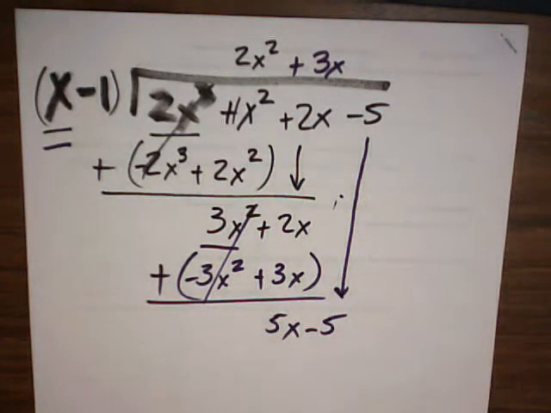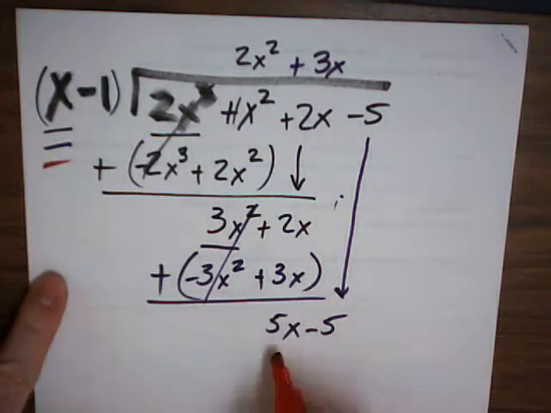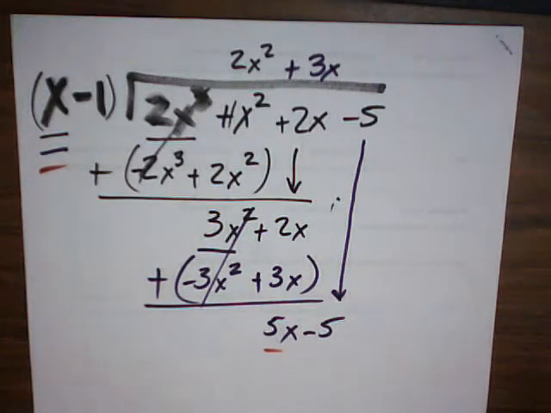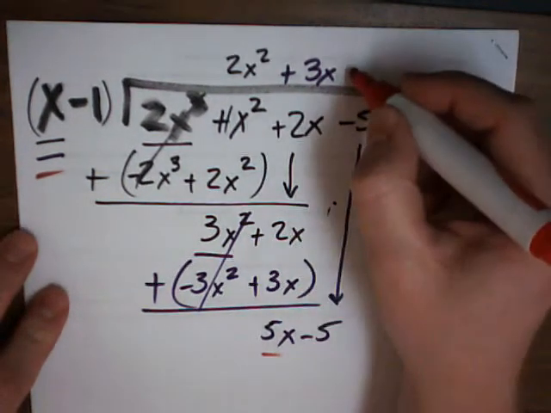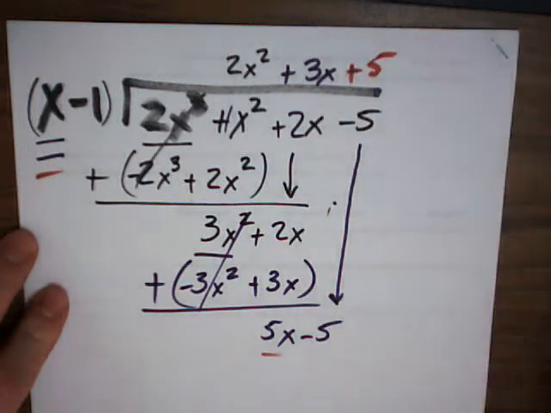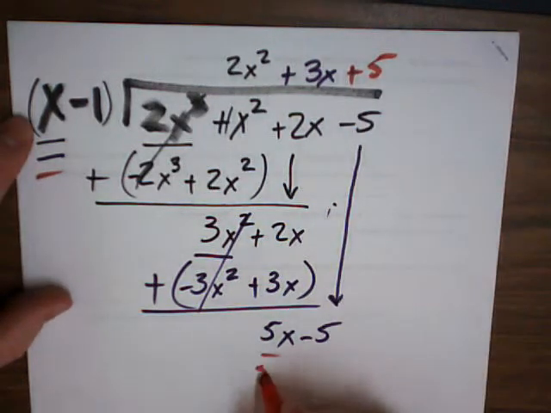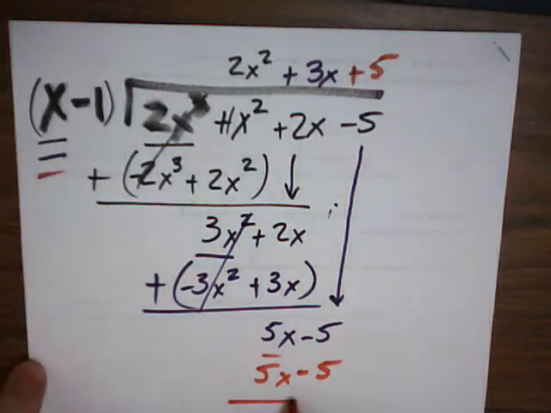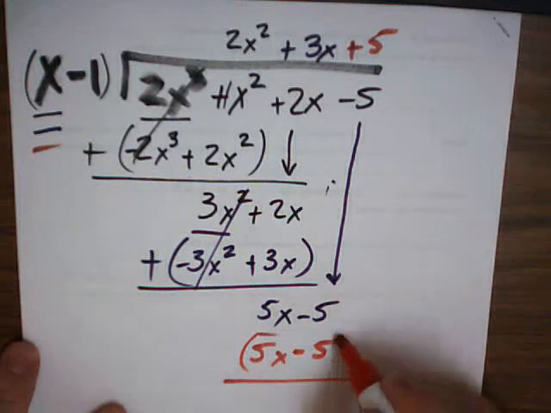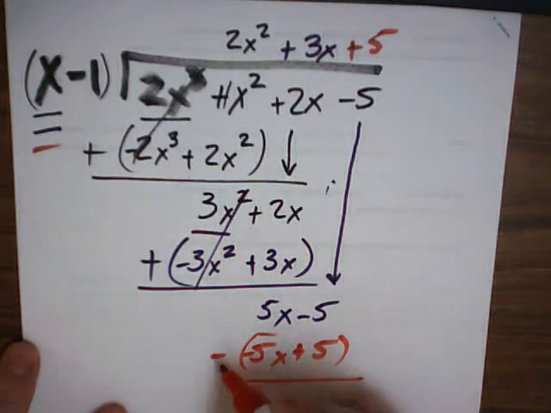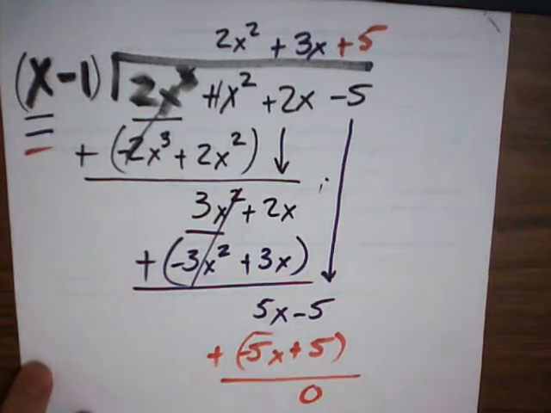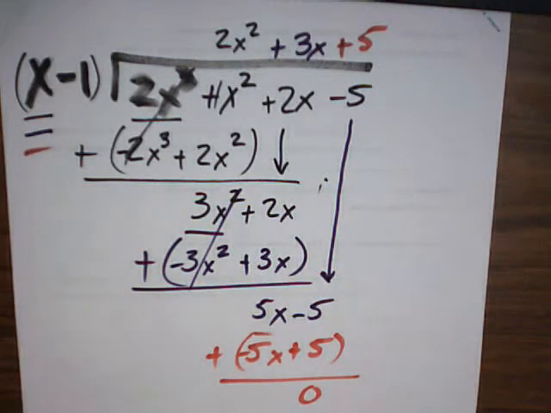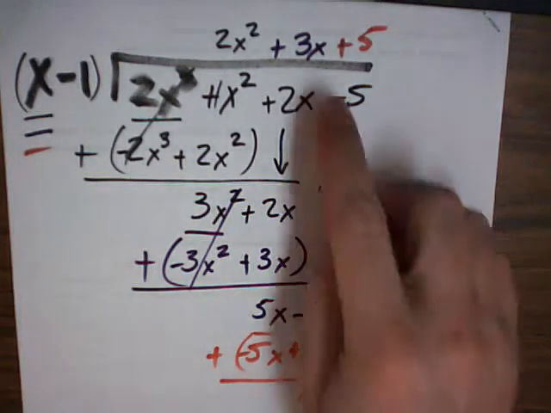So now you got to figure out, how do you make x look like 5x? By 5, right? Just by 5, and it'd be positive 5, so you say plus 5. So 5 times x is 5x. 5 times negative 1 is negative 5. Looky there. It's going to wind up just canceling each other out. And you get 0 as a remainder. So your answer is 2x squared plus 3x plus 5 up top.